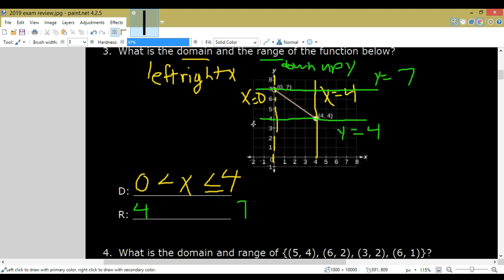We're talking about range, so we could put the letter y. We could also put f of x. We'll put our less than symbols. The lowest one is a closed point. That's a line. The highest one is an open hole. There's no line. So that's your domain and range of this graph.